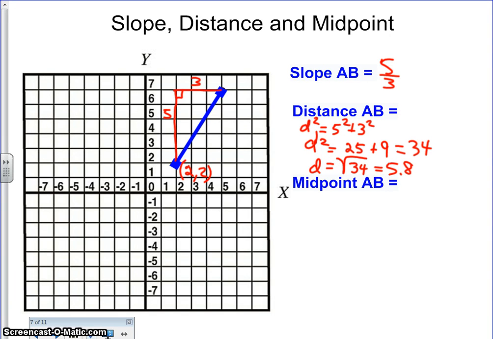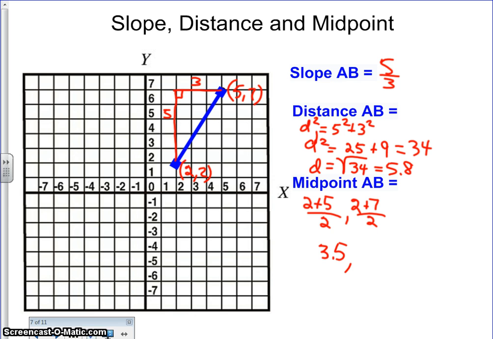And this endpoint up here is over 5, up 7. So we're going to average the x's, 2 plus 5 divided by 2. And we're going to average the y's, 2 plus 7 divided by 2. And 2 plus 5 is 7. 7 divided by 2 is 3.5.